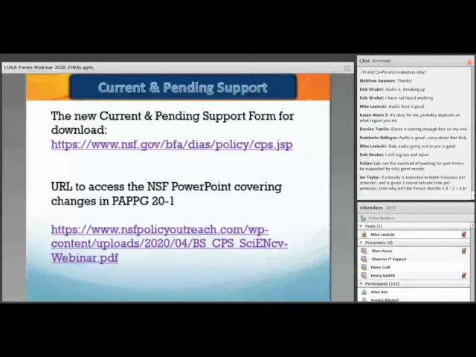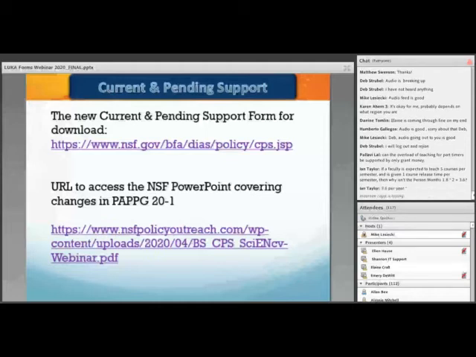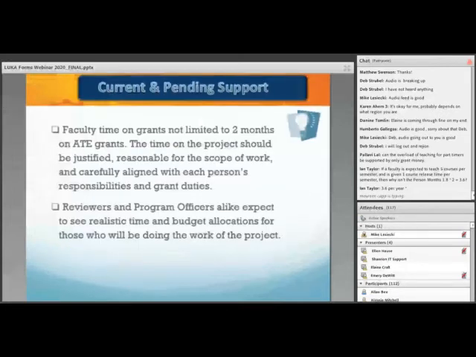This slide shows you the URL to access the new current and pending support form. Also, the web link to access an NSF PowerPoint presentation about all changes in the 20-1 PAPPG. I realize that these web link addresses are long. If you are unable to capture this information from this screen at this time, you will be able to easily access this information from the tutorial that will be provided for today's webinar.